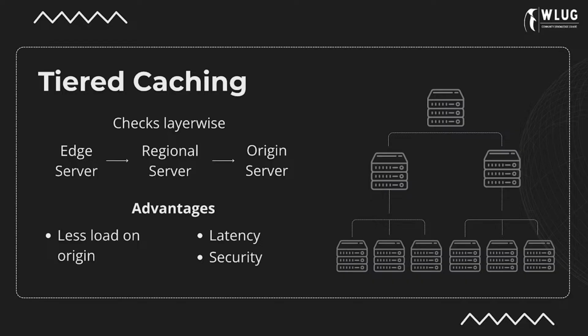Now, when we introduce tiered caching, we introduce multiple layers. Here, the data is not present on your edge server. Instead of going directly to the origin, we first go to your regional server. If it's not present in your regional server either, only then will we go to your origin server. How does this help? Less load on your origin, right? Because not every cache miss goes to your origin. It will first check your regional server.